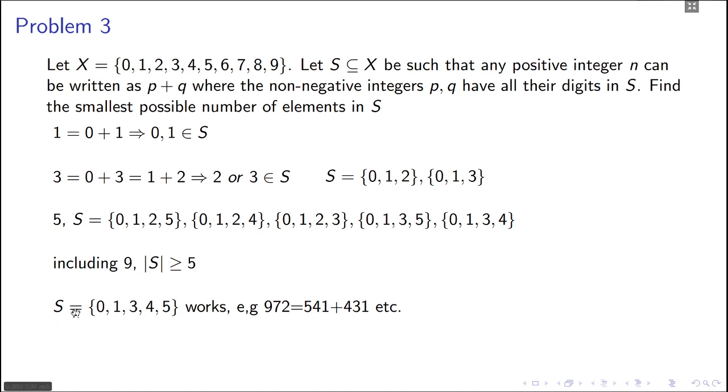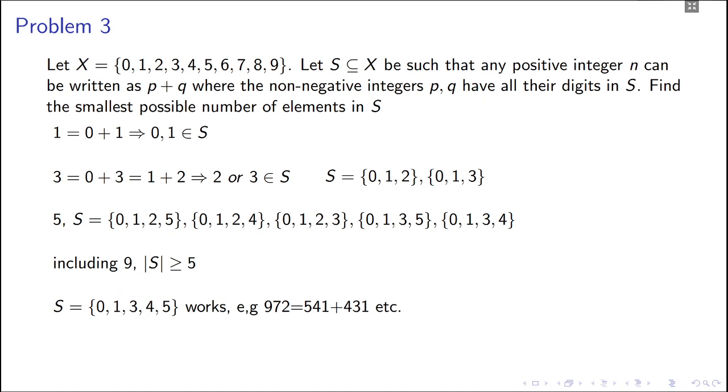You take 0, 1, 3, 4, 5 and then every number you can write it. You can write 1 as 0 plus 1, 2 you can write 1 plus 1, 4 is already there, 5 is already there, 6 you can write 3 plus 3, 7 you can write 4 plus 3, 8 you can write 4 plus 4, 9 you can write 4 plus 5. So any number that you have, you can just write it from elements of this.